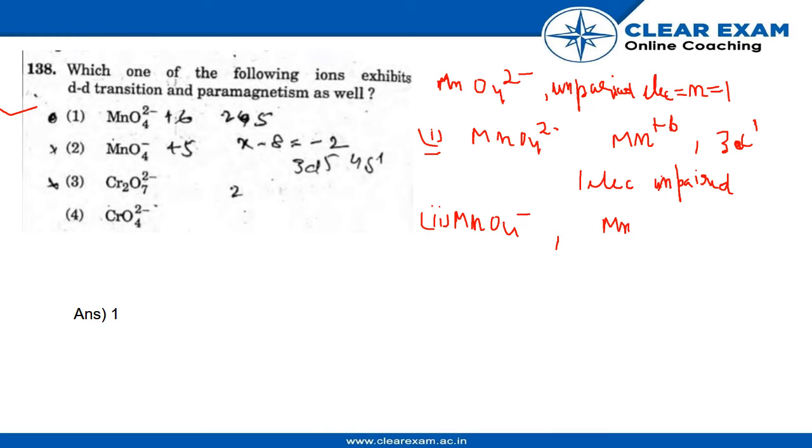Because for the second case, MnO4 minus, it has a plus 7 oxidation, so it's Mn plus 7, and its configuration is 3d0. So it has 0 unpaired electrons. Okay, so it's diamagnetic.